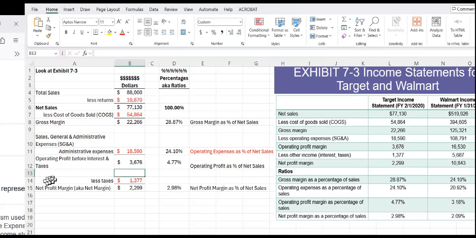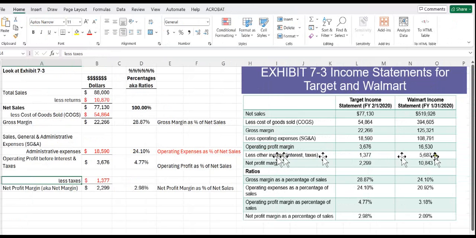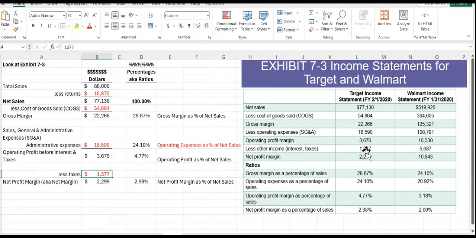Now we've got another expense, which is going to be taxes. We're going to have to pay some taxes. I don't like the way they wrote this here. It says less other income, less other expenses such as interest or taxes. I believe that's a typo on their part. So let's say less taxes of $1,377.